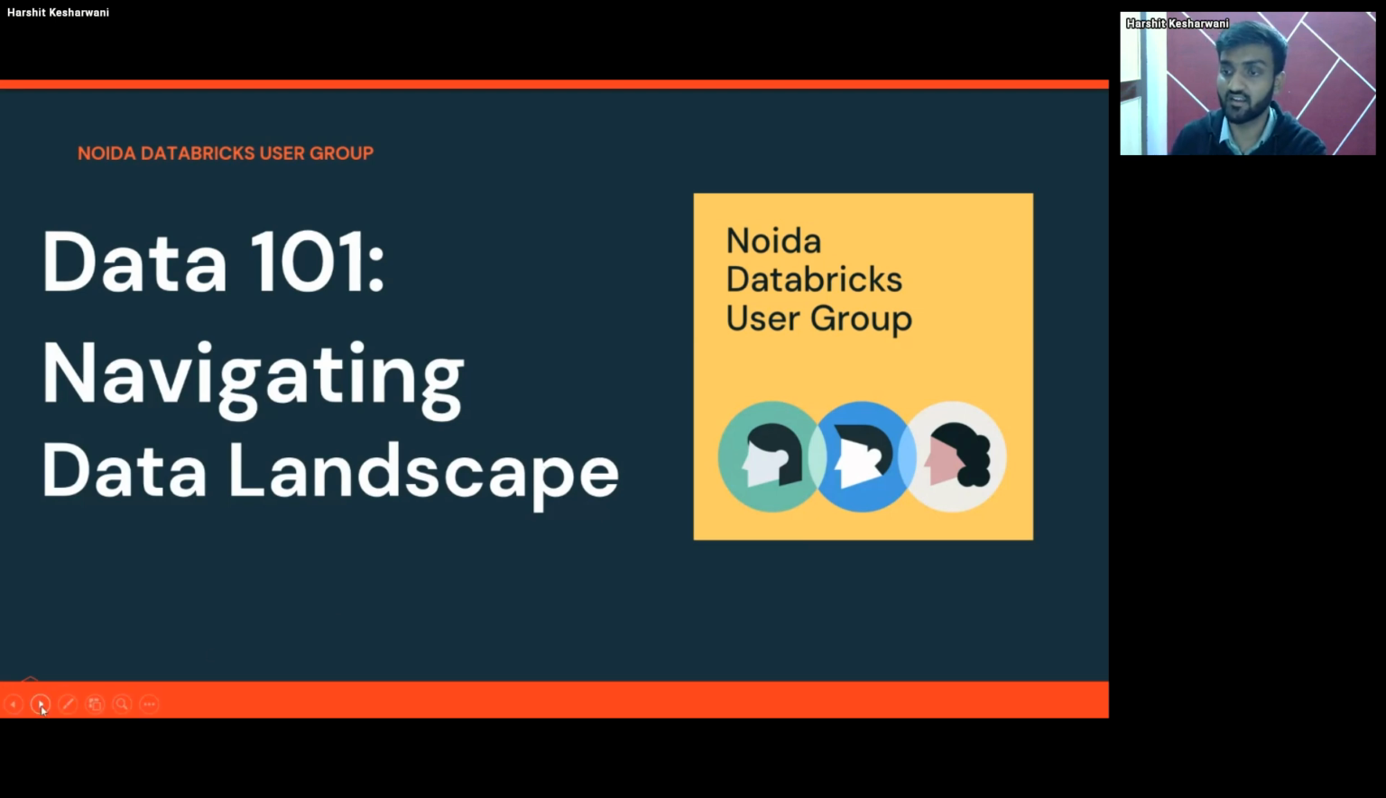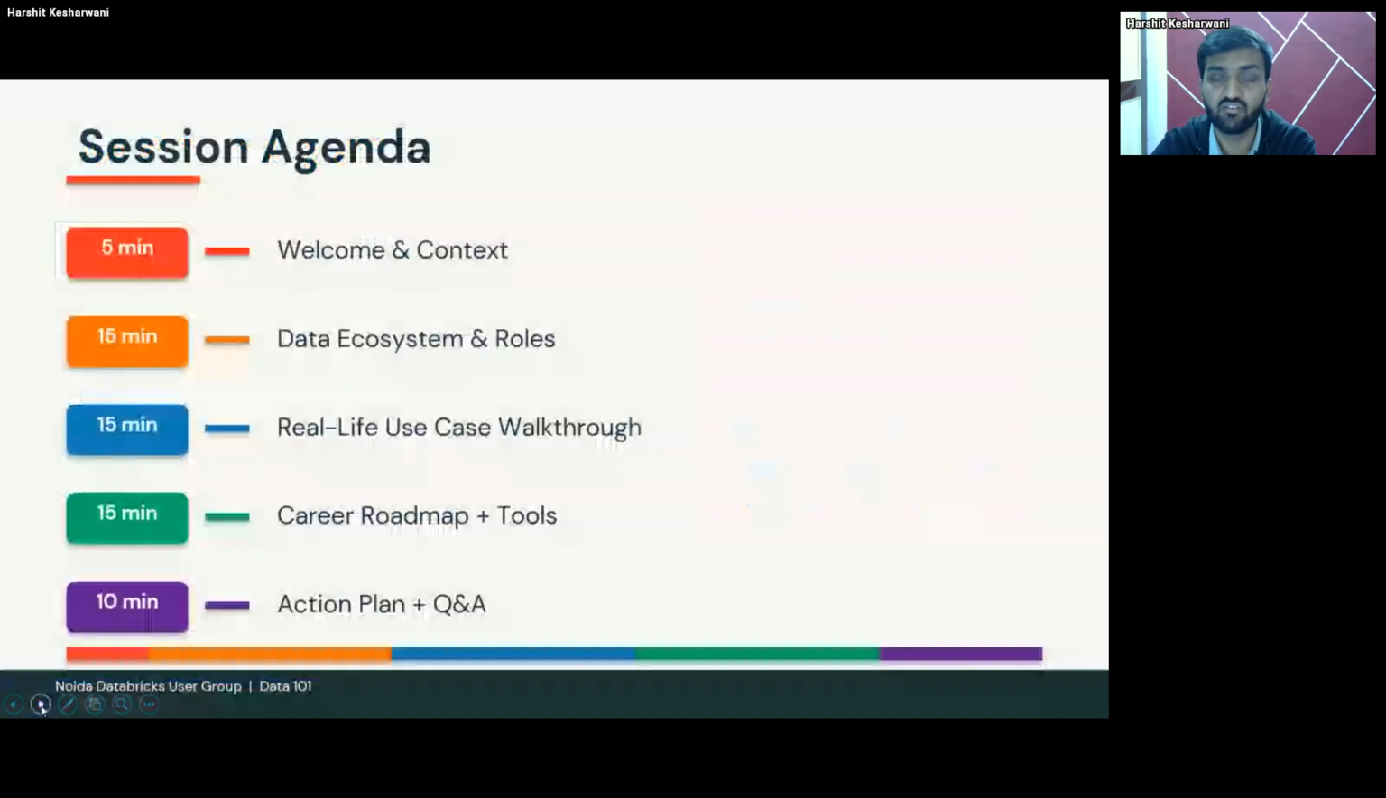So coming to the next slide. These are the things which we are going to cover in today's session. We are going to see what exactly the data ecosystem looks like, some of the real life use cases, and a walkthrough of how we can build our career in the data and AI space.